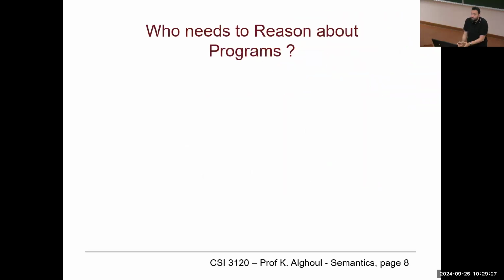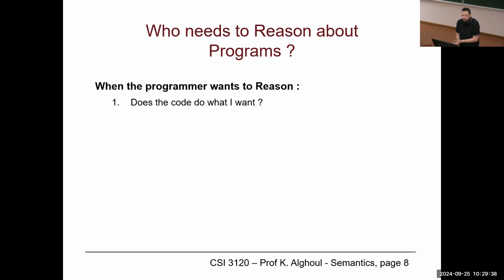So now, who needs to reason about programs? The programmer, for example. Okay, so as a programmer, let's say you're writing your code. What are you going to check? Does this code do what I want it to do, for example? Hopefully, because you're writing it. But most importantly, how do we reason usually? We say, is replacing it with better code okay or not?